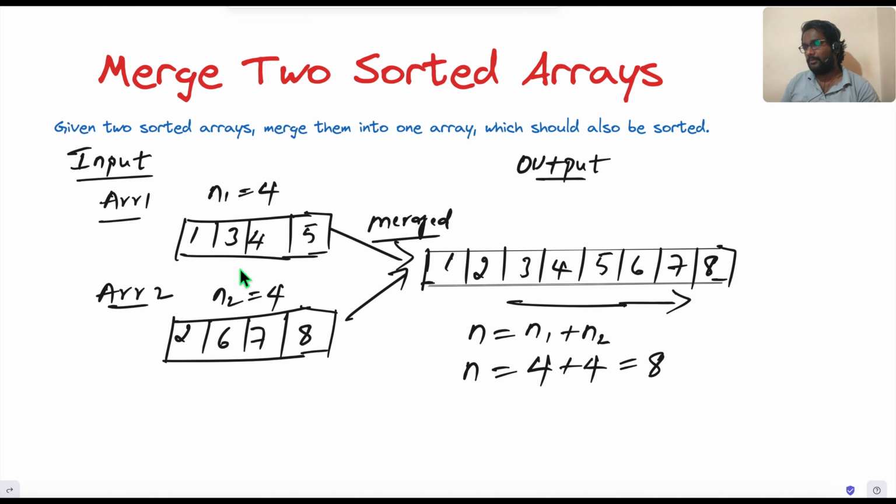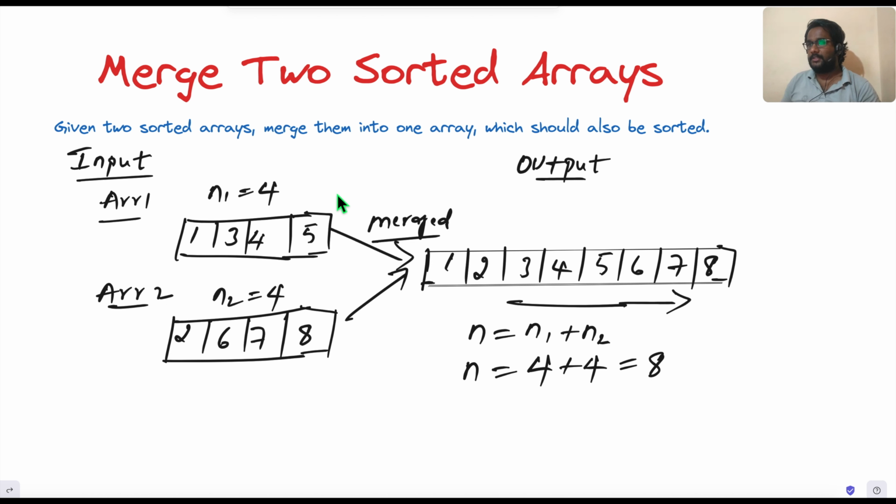We have an array 1 which has the elements 1 3 4 5. In array 2 we have 2 6 7 8. Both are sorted and need to be merged into a single array. So in this example, the output should be 1, 2, 3, 4, 5, 6, 7, 8. The size of this output array will be the array 1 size plus the array 2 size. As shown here, array 1 size is 4 and array 2 size is 4, so when we sum them, it will be 8.